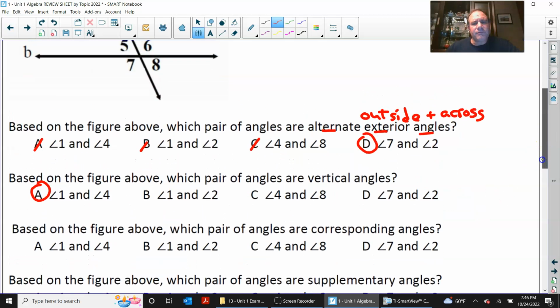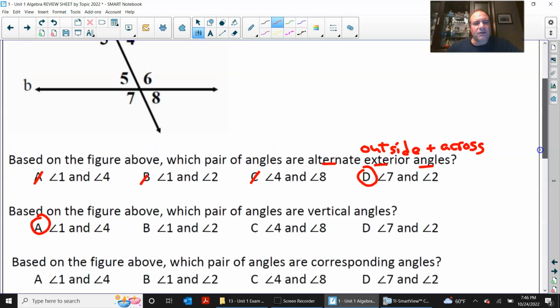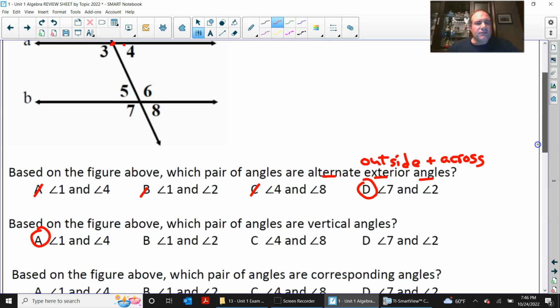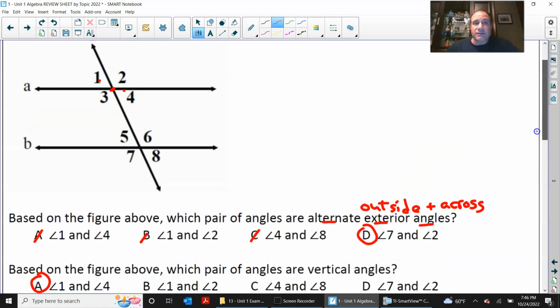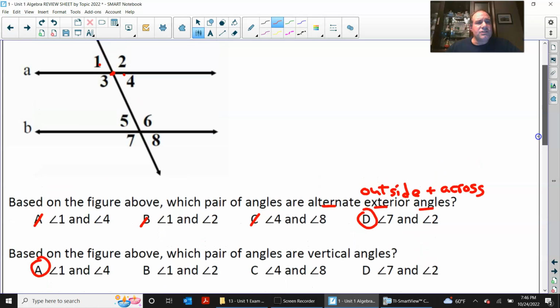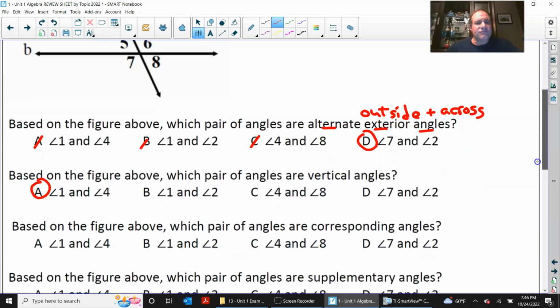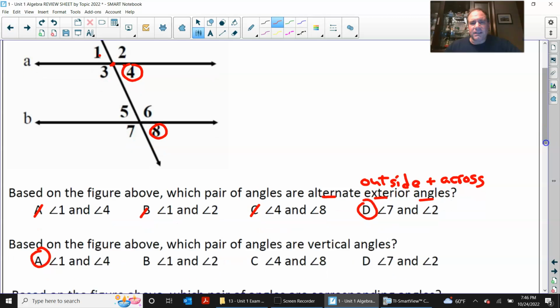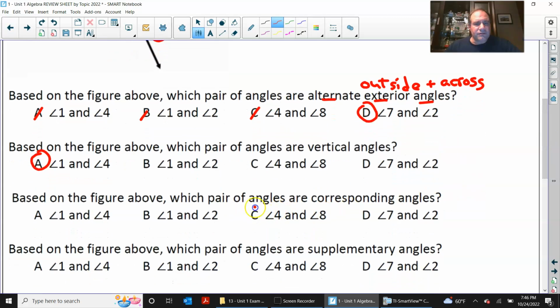Based on the figure above, which pair of angles are corresponding? 1 and 4 are vertical angles, we just said that. 1 and 2 are supplementary angles, no good. Corresponding is in the same location. 4 and 8, that is correct. 4 is right here, 8 is right here. You're on the lower right versus the lower right, in the same location. 4 and 8 are corresponding angles.